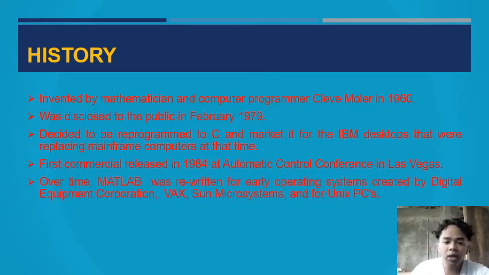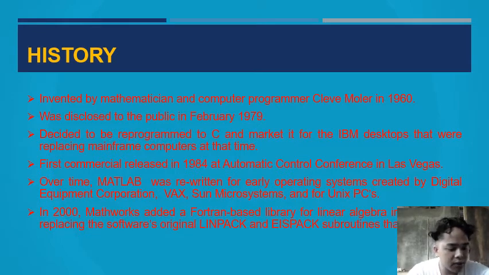Over time, MATLAB was rewritten for early operating systems created by Digital Equipment Corporation, VAX, Sun Microsystems, and for Unix PCs. Version 3 was released in 1987. The first MATLAB compiler was developed by Stephen C. Johnson in the 1990s, and in 2000, MathWorks added a Fortran-based library for linear algebra in MATLAB 6, replacing the software's original LINPACK and EISPACK subroutines that were in C.